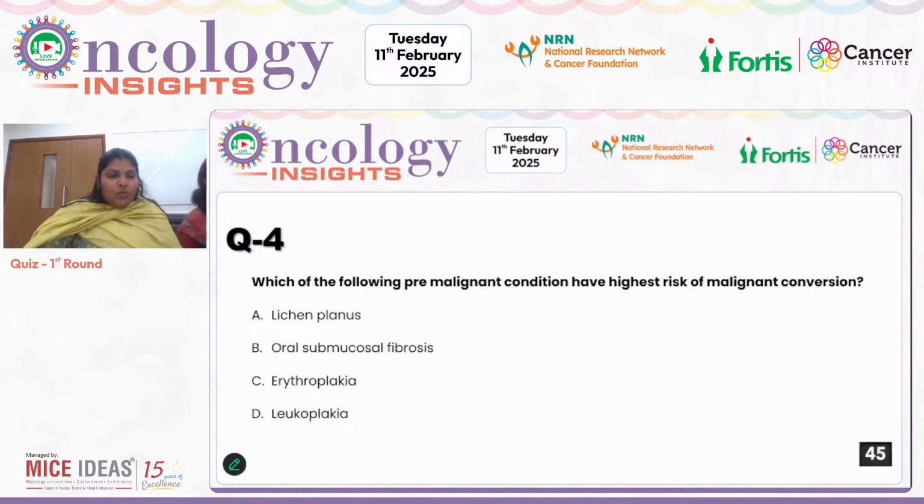Next question. Question number 4. Which of the following pre-malignant conditions has the highest risk of malignant conversion? Option A, lichen planus. Option B, oral submucous fibrosis. Option C, erythroplakia. Option D, leukoplakia. I repeat, which of the following pre-malignant conditions has the highest risk of malignant conversion?